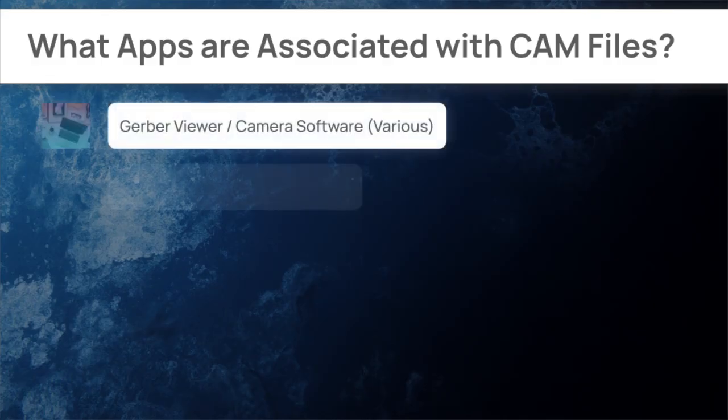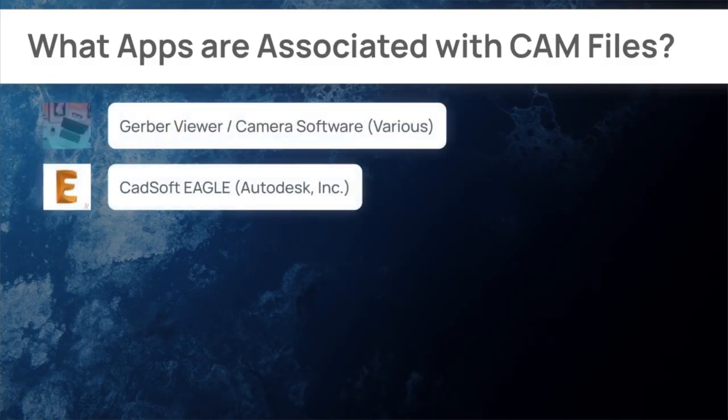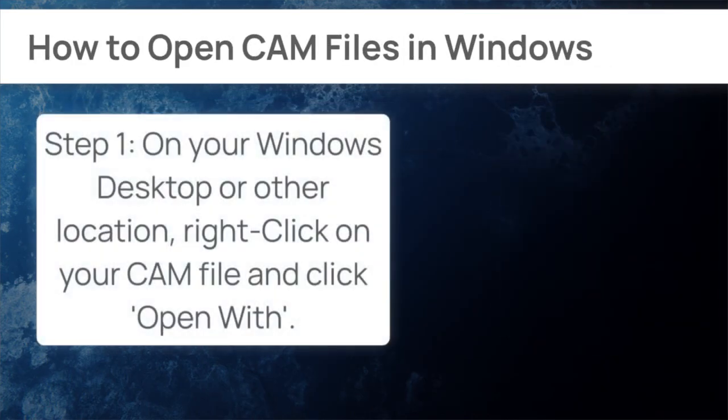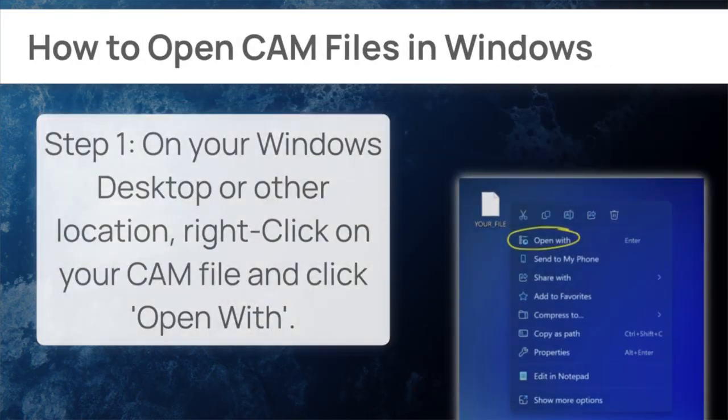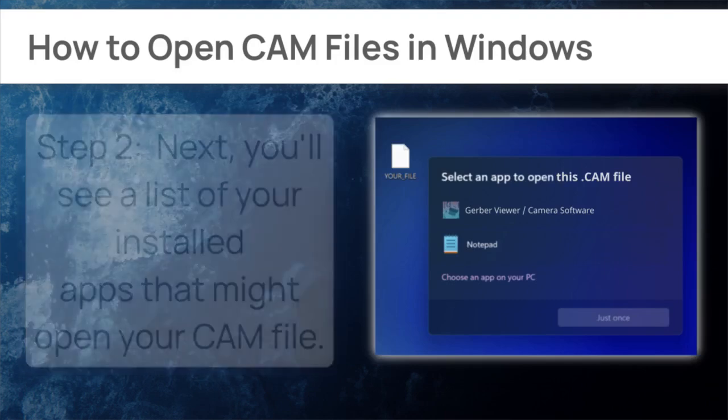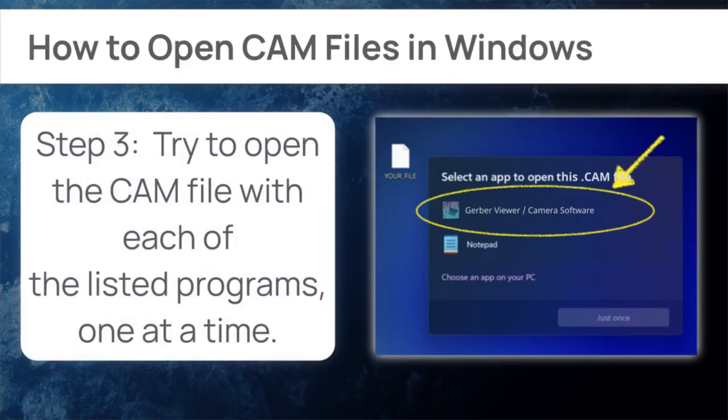For CAM, Gerber Viewer or camera software is typically the most effective first attempt. Windows needs confirmation from specialized software for safe data access. Windows can detect the file, but not its meaning, so proper reading requires the associated program. Let's check which applications associate the file. Right-click your CAM file and click Open with. Test with Gerber Viewer or camera software if available. If not, just choose another program from the installed list and see if it works.